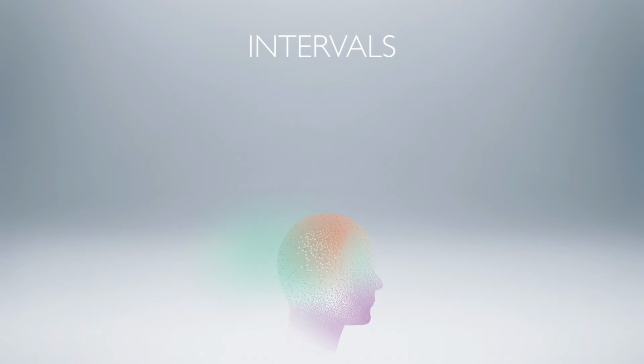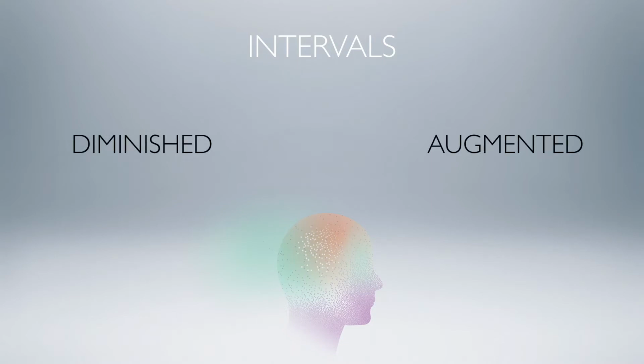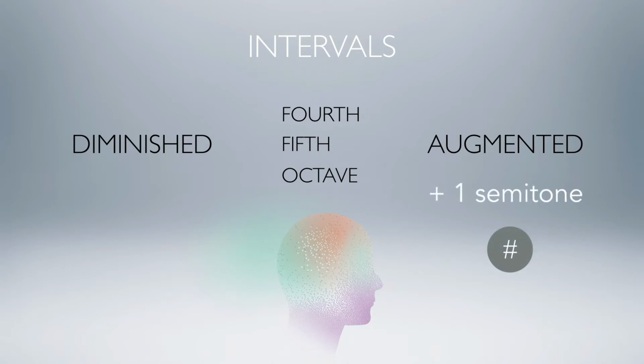There is further terminology that allows us to qualify an interval. These terms are called diminished and augmented. For all intervals called perfect, that is to say the fourth, the fifth, and the octave, the logic is clear. Giving the term augmented to an interval will mean raising the interval by a semitone. The term diminished will have the opposite effect and will mean lowering the interval by a semitone. Let's look at this in detail.